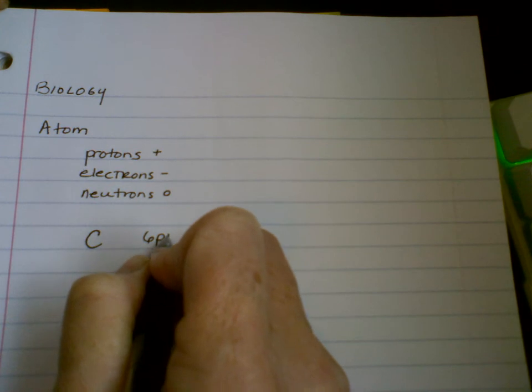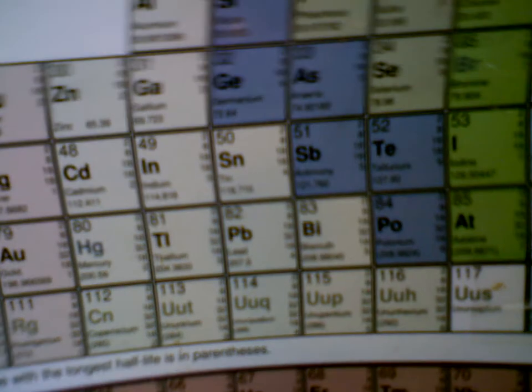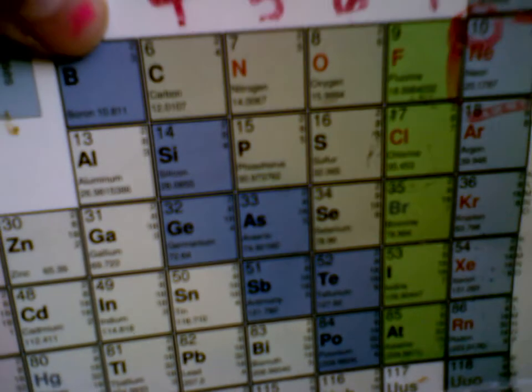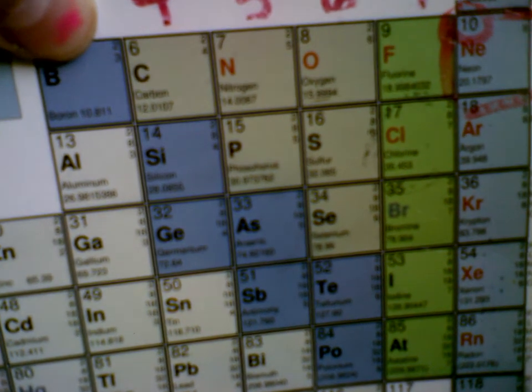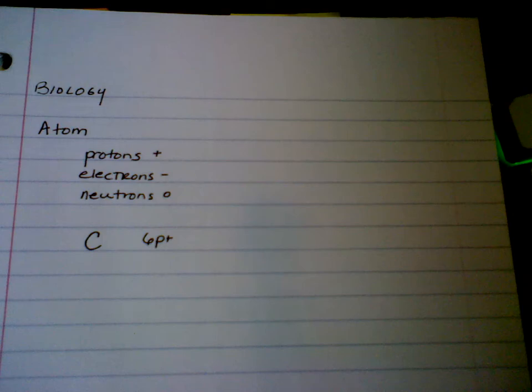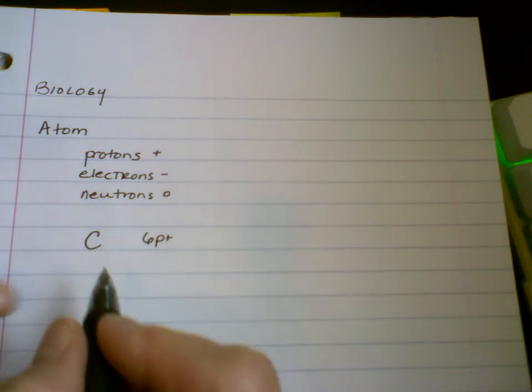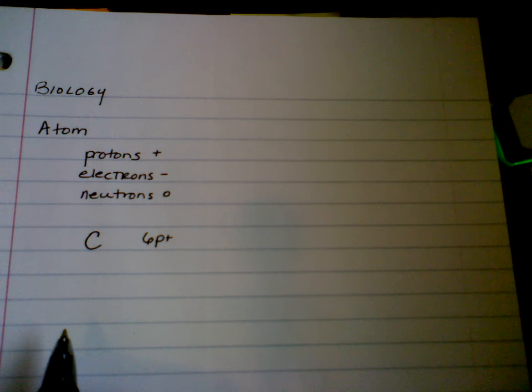If you remember, by looking at this here, the number at the top of the periodic table for carbon is a 6 right there. So the atomic number for carbon is 6. Atomic number is the same as the number of protons. So carbon's atomic number is 6. That indicates the number of protons.